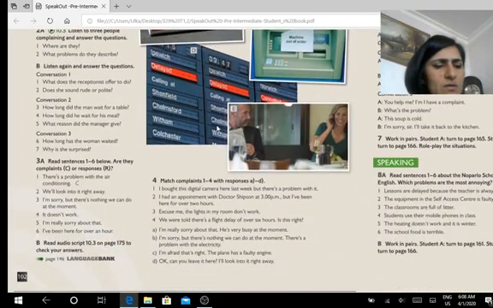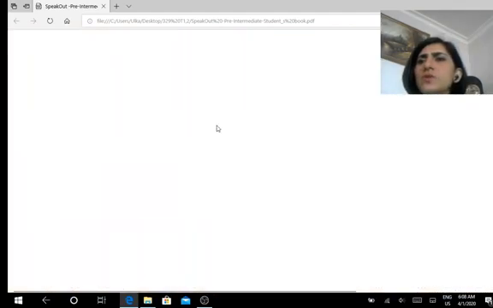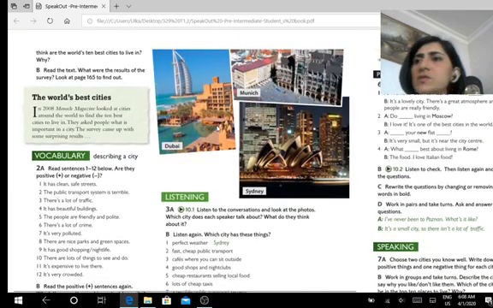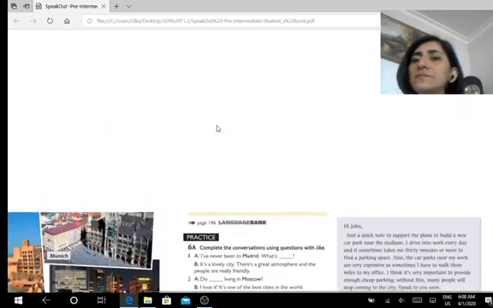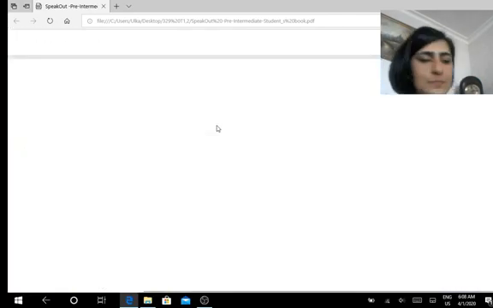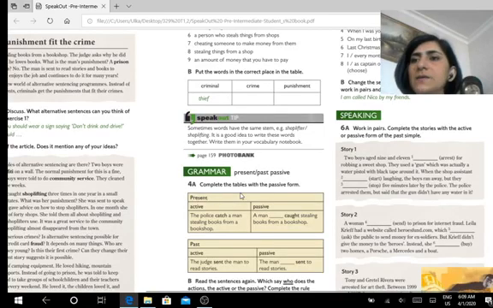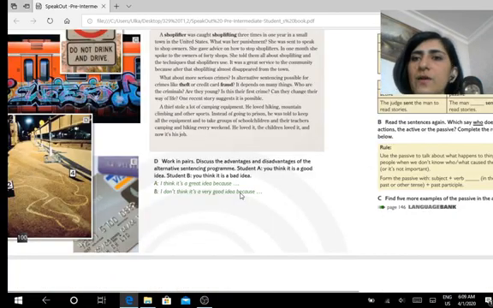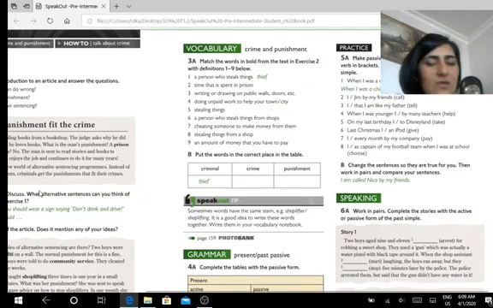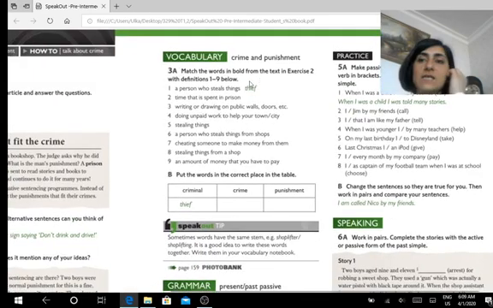Oh, sorry. This is 102. We need 101. It's on the right. Just a second. Okay, it's on the right. This is exercise 3A. It's again vocabulary of crime and punishment.